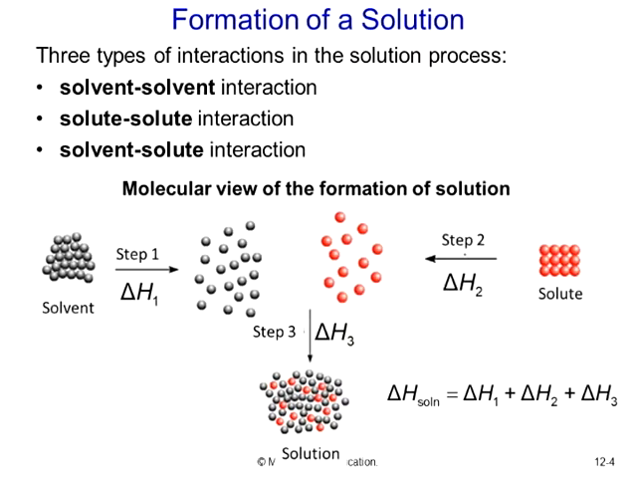Each of these steps has a delta H, has an energy, and we've already studied delta H and heat. So we can sum these. Delta H1 plus delta H2 plus delta H3 gives us the delta H of formation of the solution.